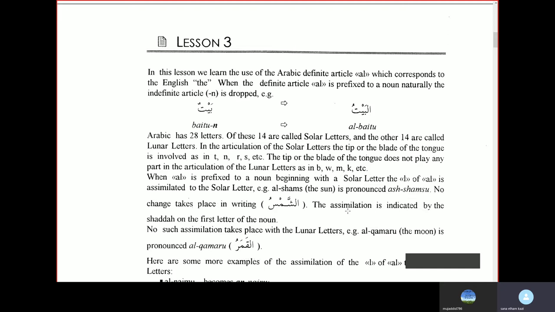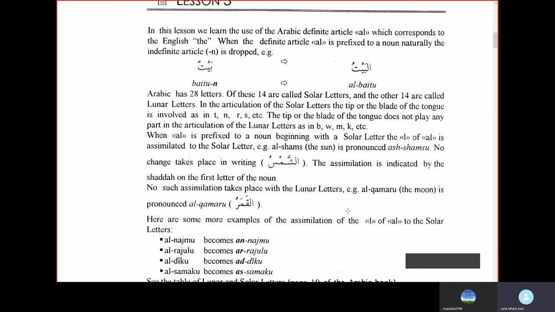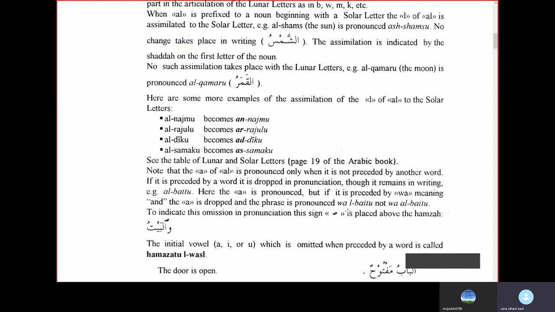No such assimilation takes place with the lunar letters. Example, al-qamaru, the moon, is pronounced al-qamaru. Here are some more examples of the assimilation of the lam of al to the solar letters. Al-najmu becomes an-najmu. Al-rajulu becomes ar-rajulu. Al-dikhu becomes ad-dikhu. Al-samaku becomes as-samaku. For the table of lunar and solar letters, see page 19 of the Arabic book.